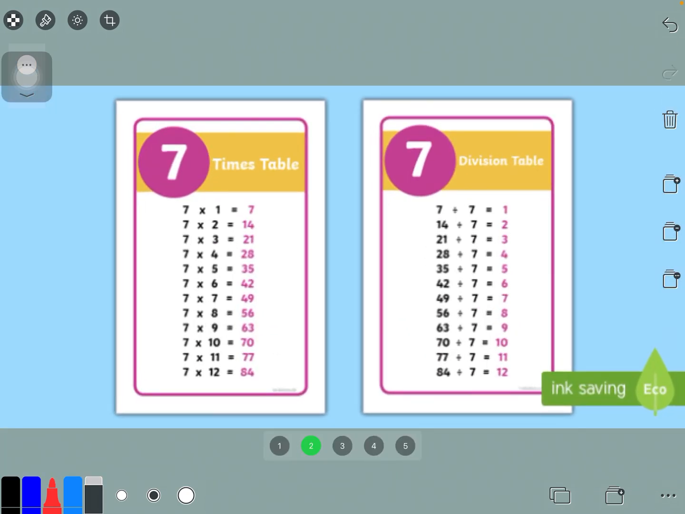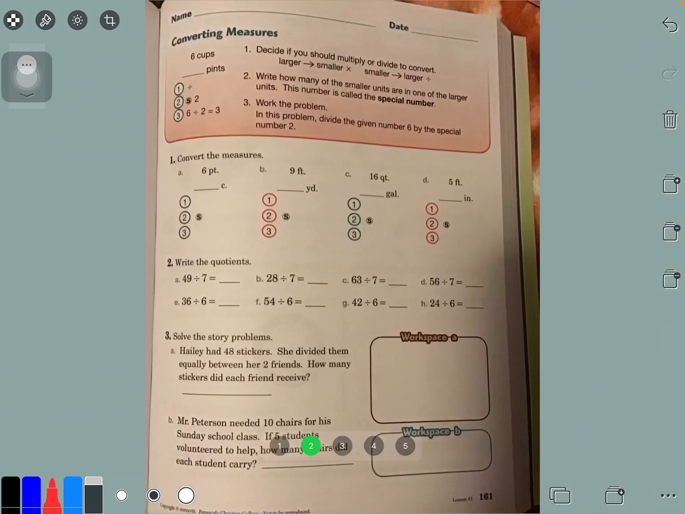Now let's take our math books out to page 161, class. Page 161, please. Thank you for going to page 161.